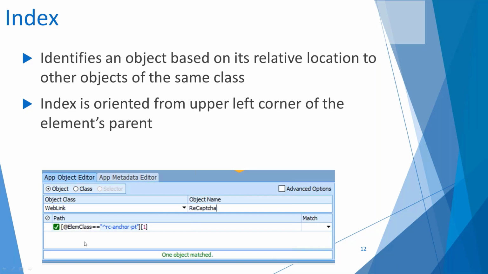But normally, the element class, the index is used with some other type of path. Like in this case, we're using an attribute and we're using an index. Well, why might we be doing that? Well, the reason might be that there is more than one object in this case with the same element class. So in order to distinguish them, I added the index. This is the first element class caret RC dash anchor dash PT, or there could be a second one or a third one. So that's the use of the index there.